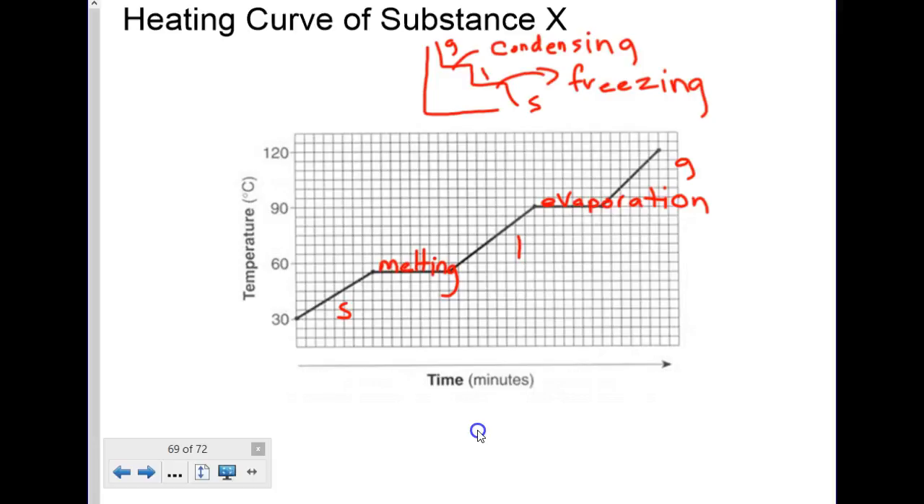This substance is not water. How do I know that? Because it's melting at 50 degrees, a melting point of 55 degrees Celsius. Water melts at 0 degrees Celsius. So there's no way that this is water. This is just a fictitious example to make sure that we're looking at another substance besides water.